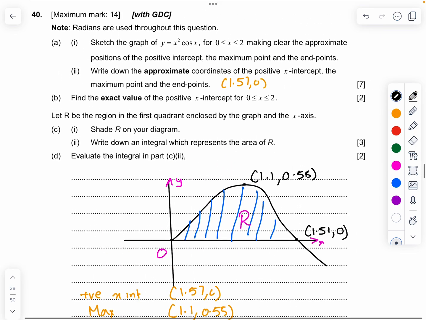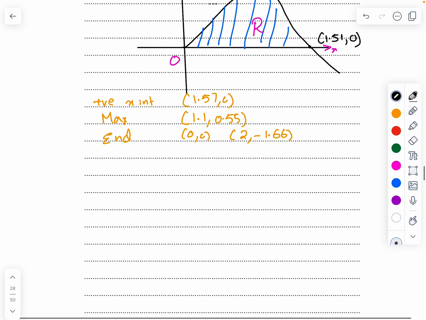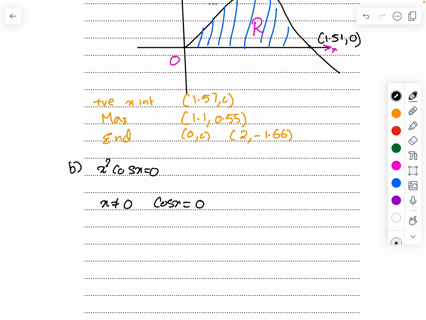Next, part B, find the exact value of x-intercept. So for part B, x square cos x equals 0. So as x cannot be equal to 0, cos x equals 0. It implies x equals pi by 2.